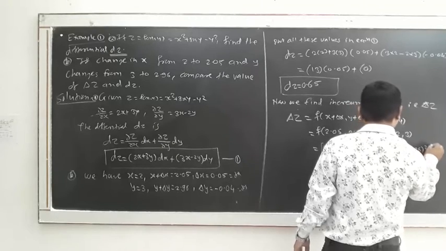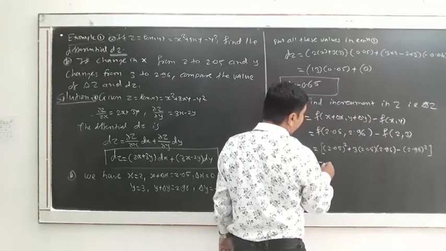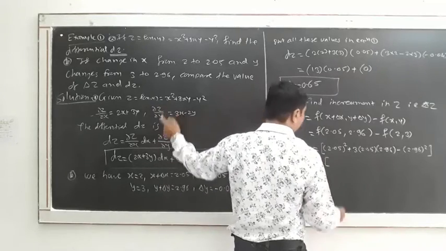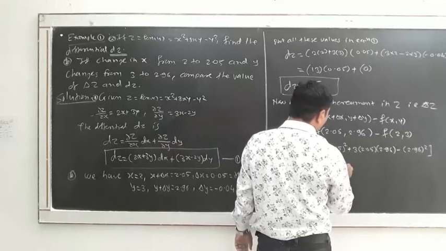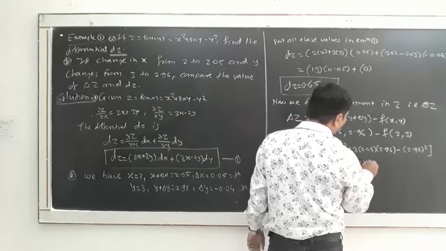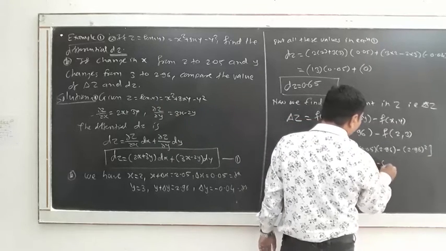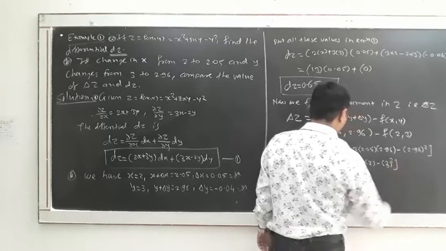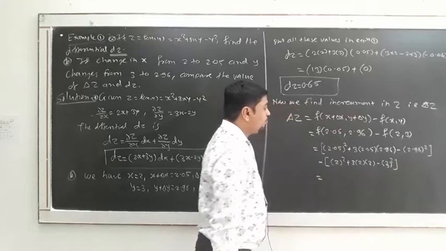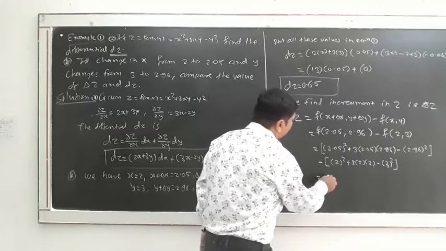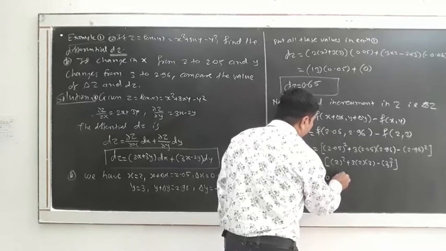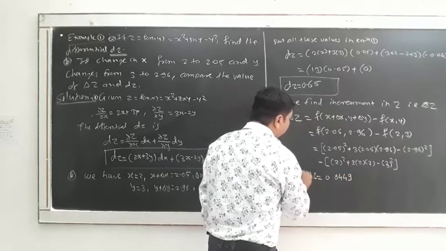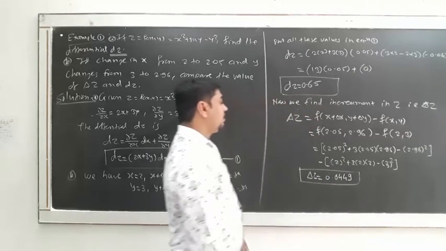minus, again you have to put x, y equal to 2, 3. So similarly you write 2 squared plus 3 into 2 into 3 minus 3 squared, and if you do the simplification, we will get 0.6449. So this is our required delta z.